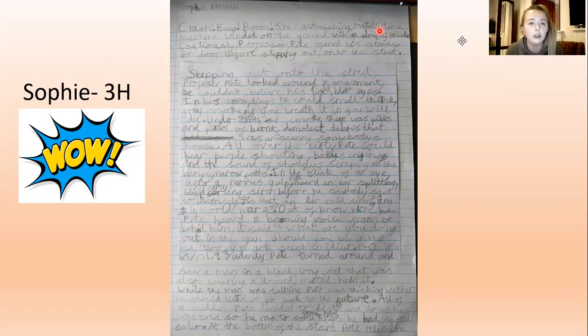So this is Sophie's from 3H. She wrote so much and it was so fantastic. Now, we don't expect you to write this much, but if you want to, that's really, really great. But don't be put off by how much writing is here, because we don't expect so much writing. Even a couple of sentences for a paragraph would suffice, wouldn't it?